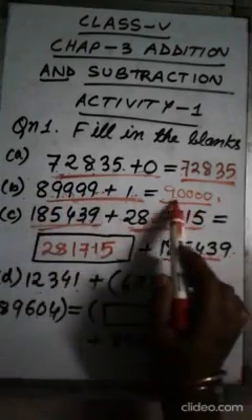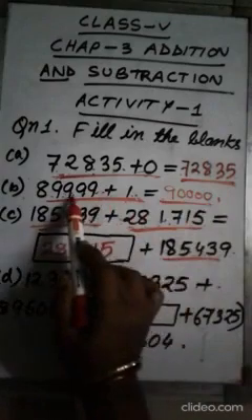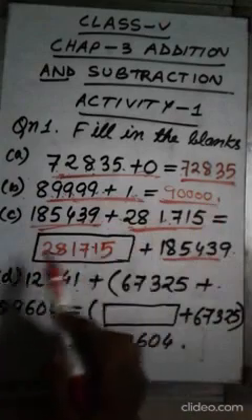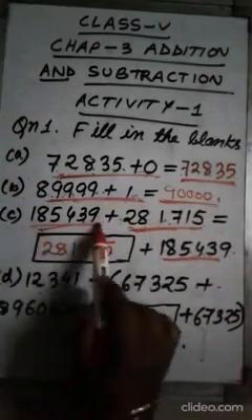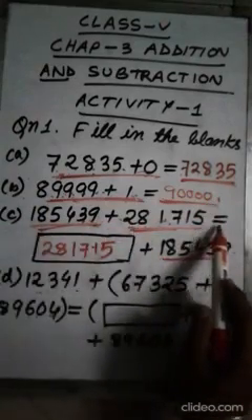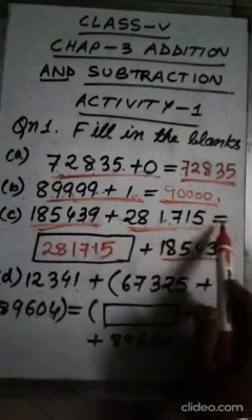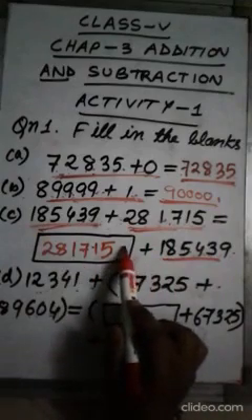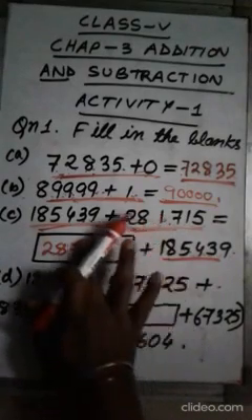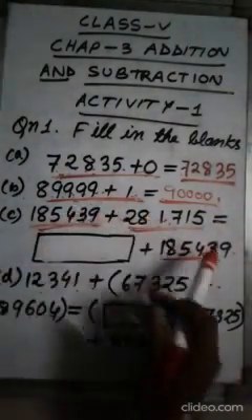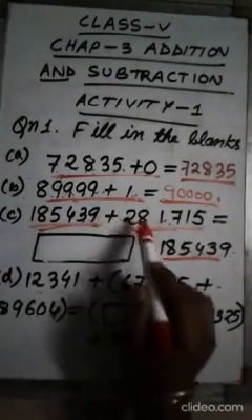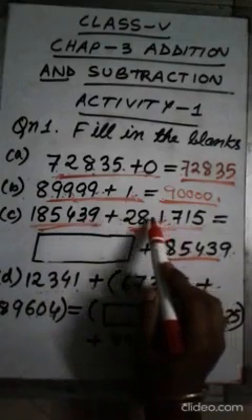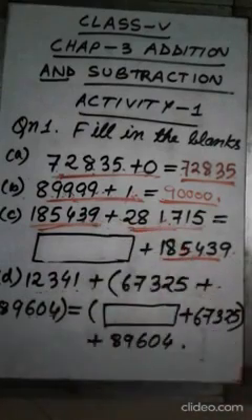89,999? It is 90,000. So after adding 1 to this number, we get 90,000. Number C, these two numbers are added. Here, after the equal sign, you are asked to find what number will be in the blank space. What number should be in the blank space to have the same value after addition?